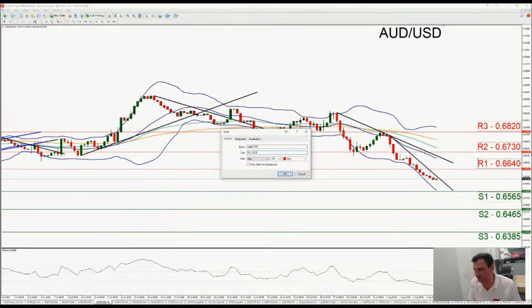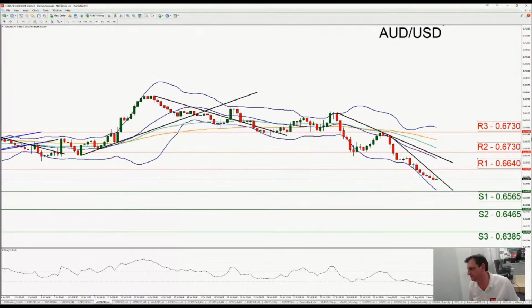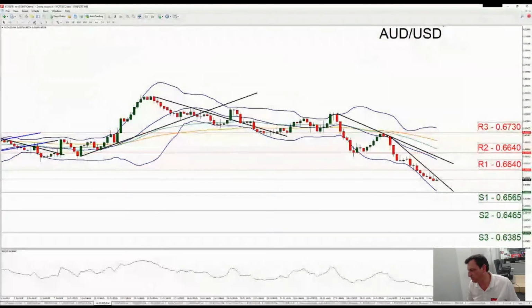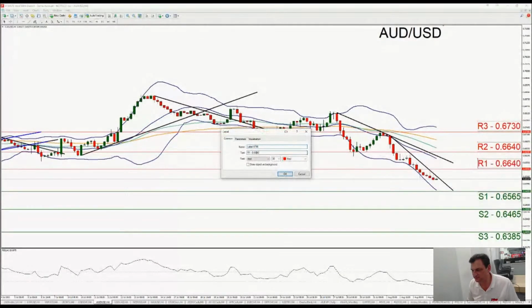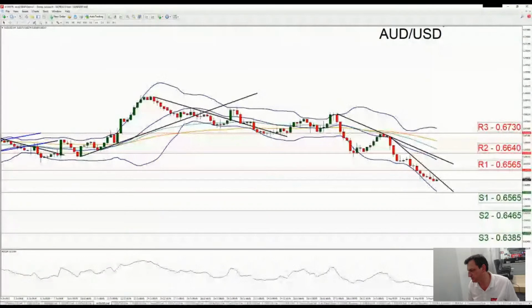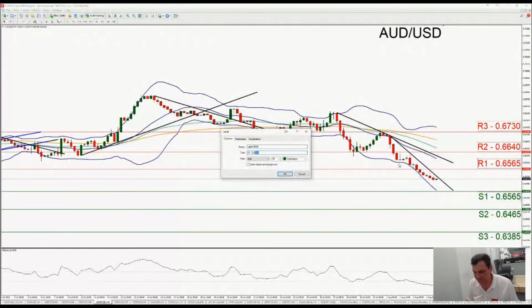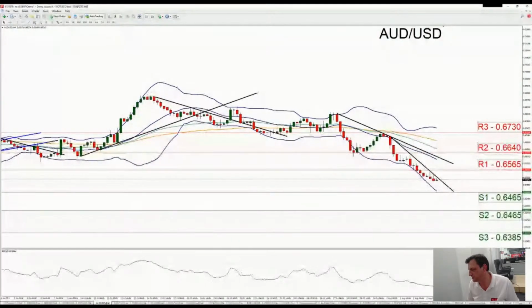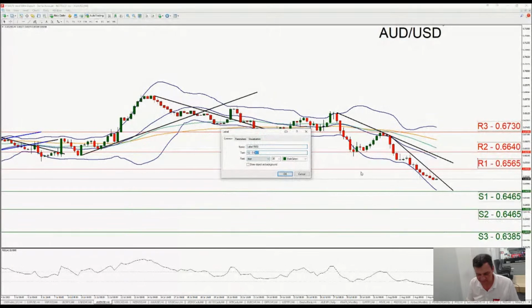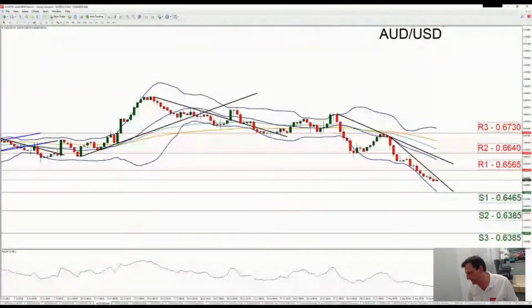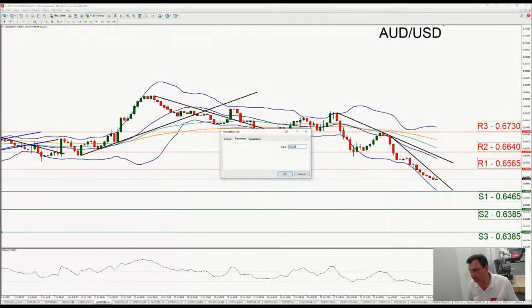Starting with the R3, which is being placed at 0.6730. The R2 at 0.6640. The R1 at 0.6565. The S1 at 0.6465. The S2 at 0.6385. And the S3 at 0.6285. Let's confirm that once again. Yep, 100 pips lower.